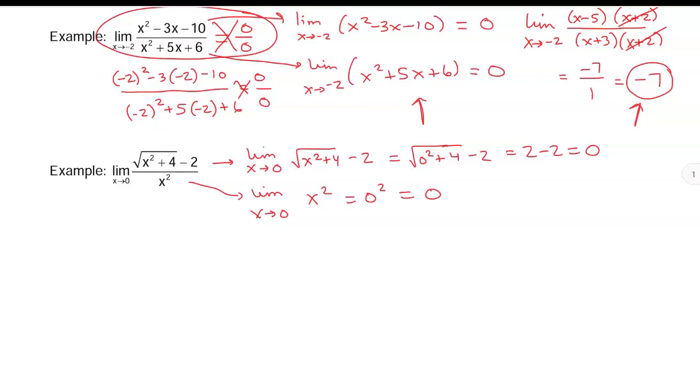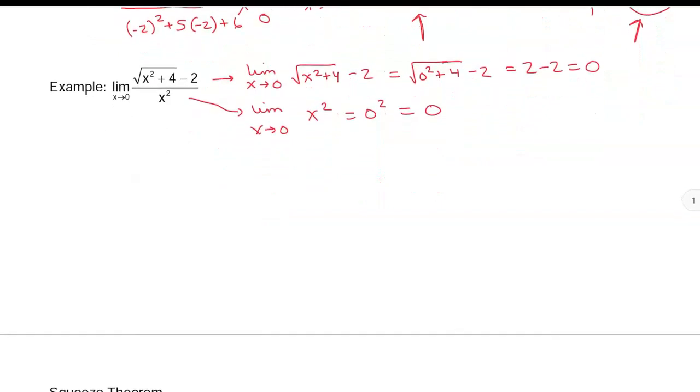But again, in this case, we're getting 0 over 0. So we need to do something. We can do algebra. What I'm going to do is multiply the top and bottom of the fraction by the conjugate. So I'm going to write the problem out again. And the conjugate of the numerator is the square root of x squared plus 4 plus 2.